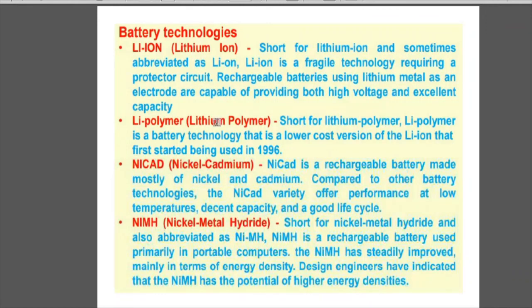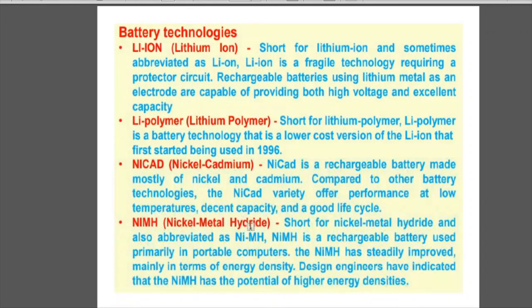So next is lithium polymer. It is short for lithium polymer. Li polymer is a battery technology that is a lower cost version. It works the same as the lithium ion battery, but it is cheap. It is low in cost, right? Then we have nickel cadmium, and it is a rechargeable battery, means you can charge it again and again, and it is mostly made up of nickel and cadmium. Compared to other battery technologies, the NiCad variety offers performance at low temperature, decent capacity and good life cycle. It has a better life cycle than the Li-ion ones.